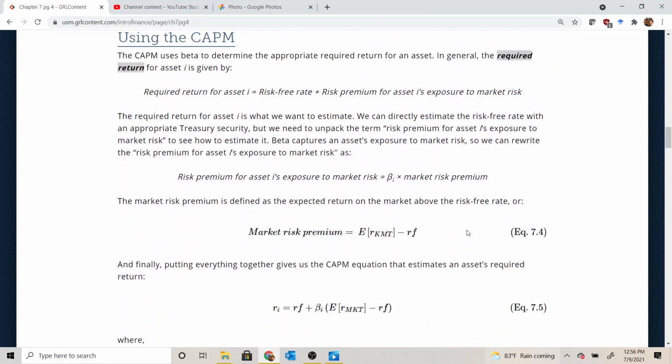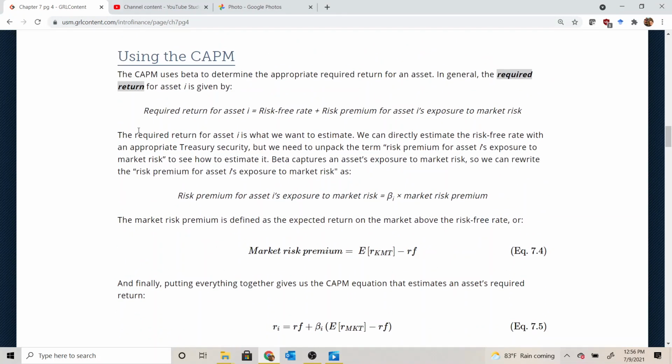Well, the capital asset pricing model, what it really measures is what we call the required return for asset I. And asset I is just whatever asset, right? It's just a variable standing in for it. It says that the required return for an individual asset is equal to the base of a risk-free rate, right? The risk-free rate doesn't have risk associated with it. It's just compensation for the time value of money, inflation, that kind of thing, right? So we start with that base. And then what we add to that is a risk premium for asset I's exposure to market risk.